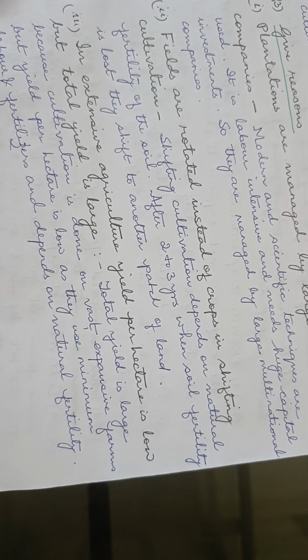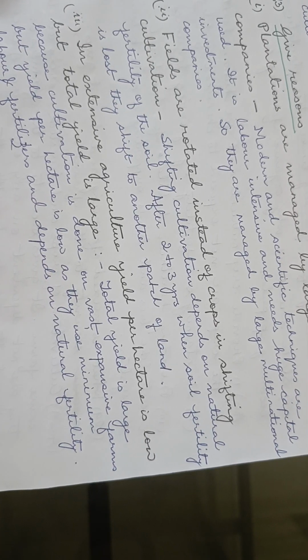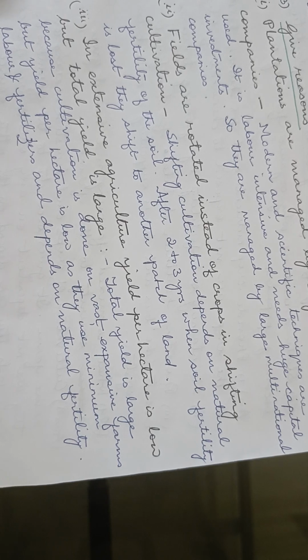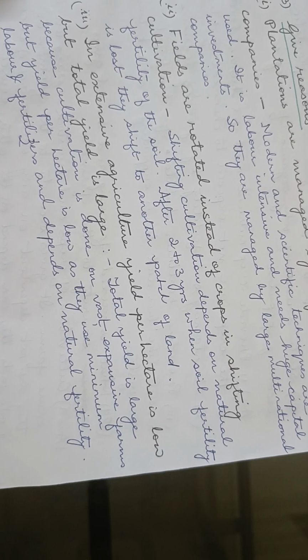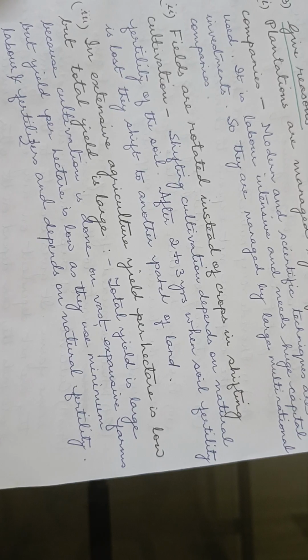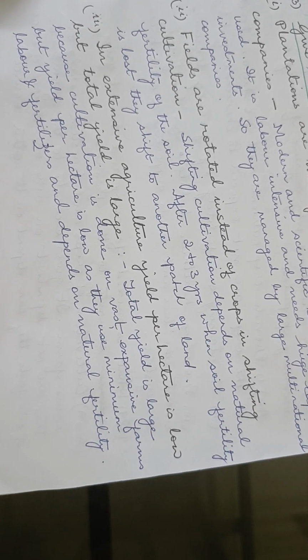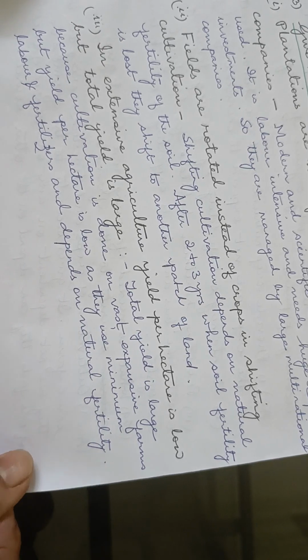Third, in extensive agriculture, yield per hectare is low, but total yield is large. Total yield is large because cultivation is done on vast, expansive farms, but yield per hectare is low as they use minimum labor and fertilizers and depend on natural fertility.